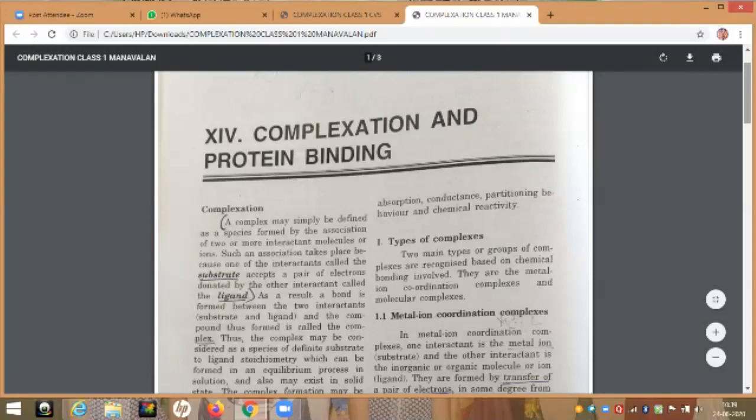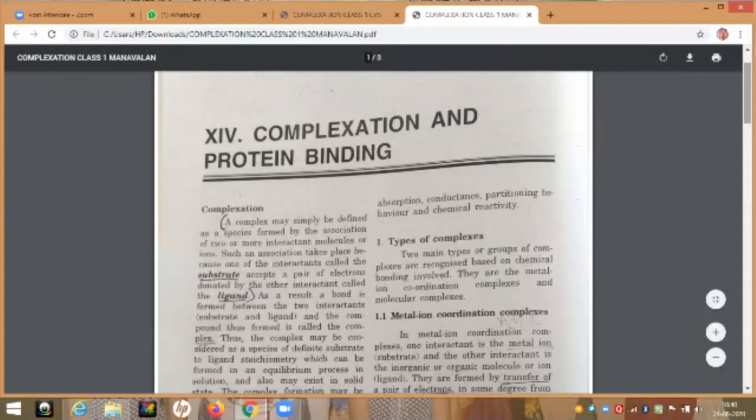Here the term complex can be defined as a species which is formed by the association, meaning clubbing, of two or more interactant molecules or ions. That is, when you take two or more interactants, the molecules or the ions, and when they club together, they form a species which we call a complex.